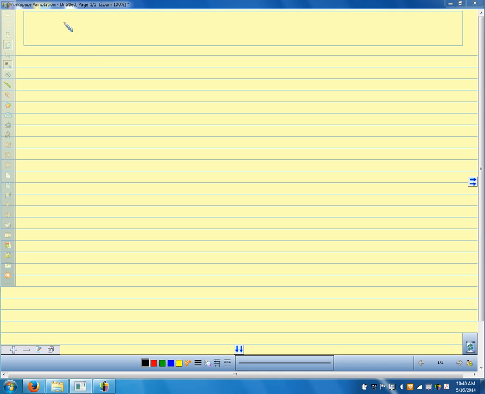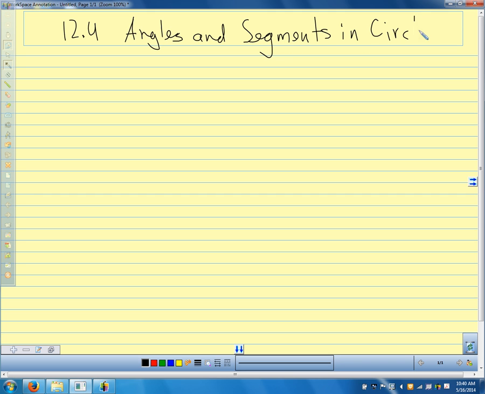So we're in section 12.4, and we're talking about angles and segments in circles.